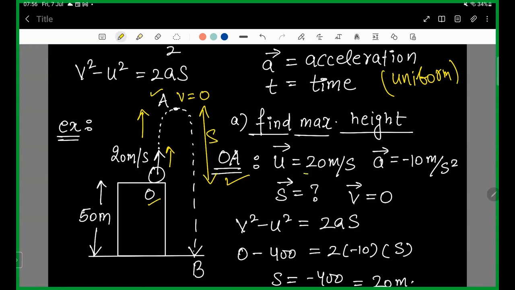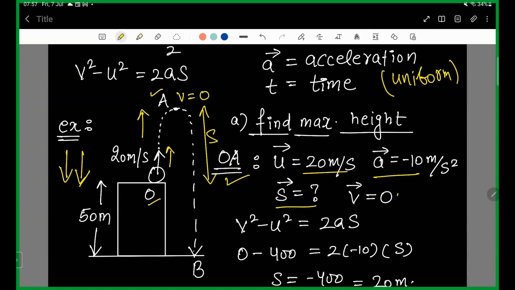My initial speed is 20, u is 20. My acceleration, let's take as 10, so my acceleration is minus 10. Why minus 10? Because gravity always acts downward. Since it is acting downward, it will be negative. s I want to find. I want to find what is the total distance it has covered going from 0 to A, the total displacement. That is my purpose.